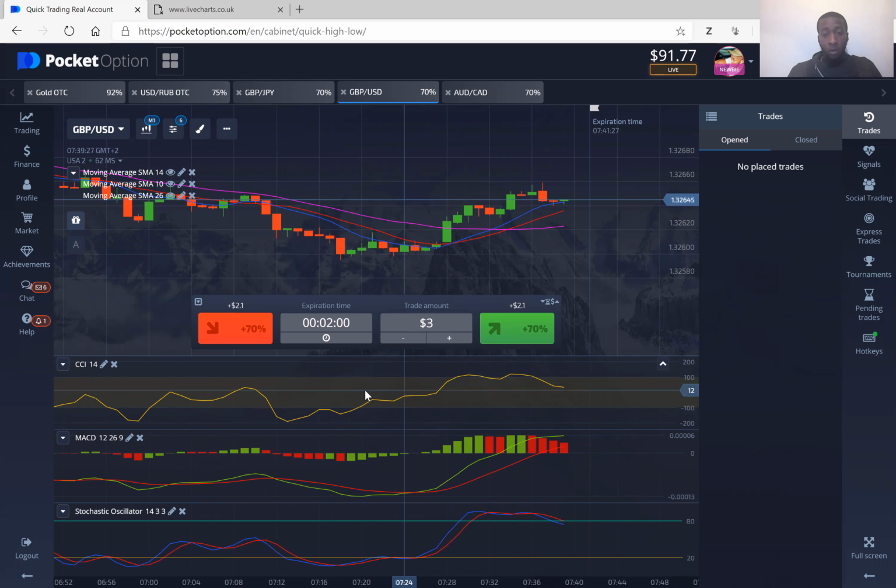Then the next thing that we're going to be looking for is crosses on the stochastic oscillator. When we get a cross on the stochastic oscillator, we're going to be looking to buy or sell. When the blue crosses up, we're going to be looking for a buy. When the blue crosses below, we're going to be looking for a sell. Plain and simple.